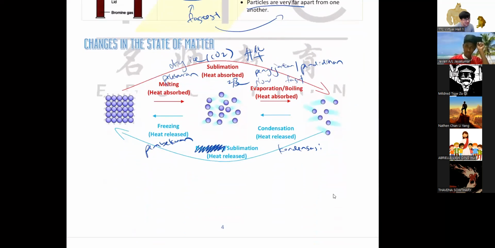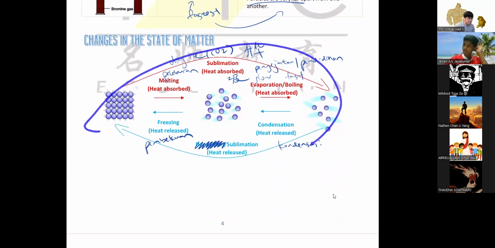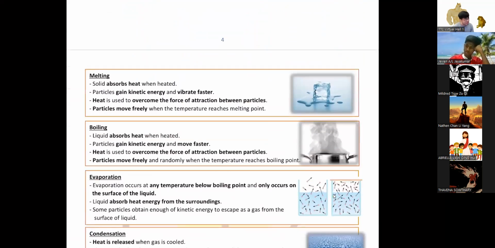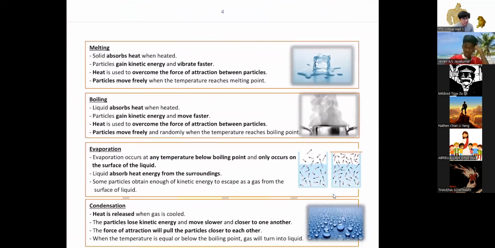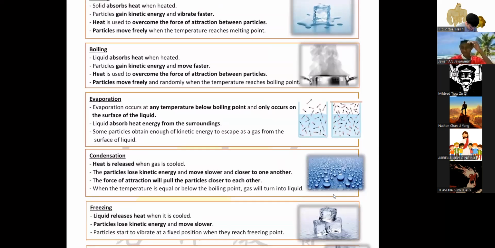Melting, evaporation, and boiling. Penyejatan, pendidihan, condensation, kondensasi, and freezing, pembekuan. So the come and back one is called sublimation. Anyway, have we done this or we haven't, right? We haven't, right? Okay, let me just quickly talk about this.